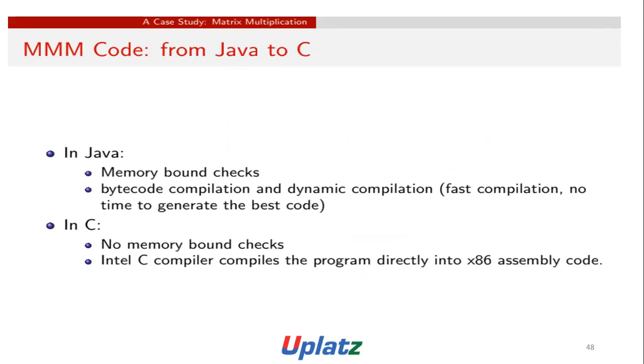From Java to C code. In Java, there are memory bound checks, and with compilation and dynamic compilation, it is not possible to generate the best code. In C, there are no memory bound checks. The Intel C compiler compiles the program directly into x86 assembly code.